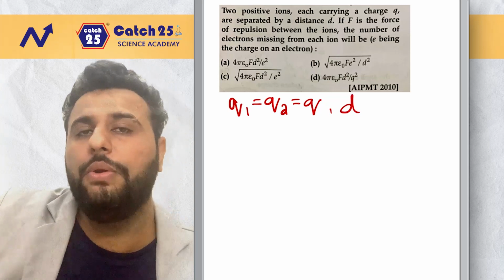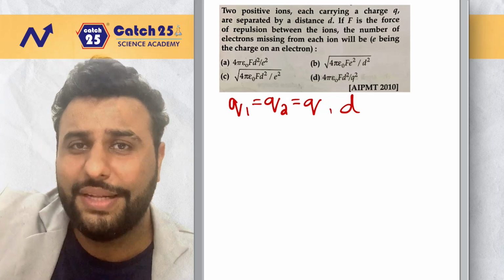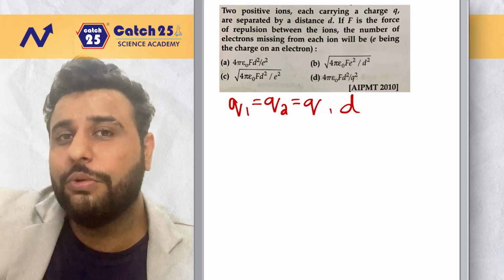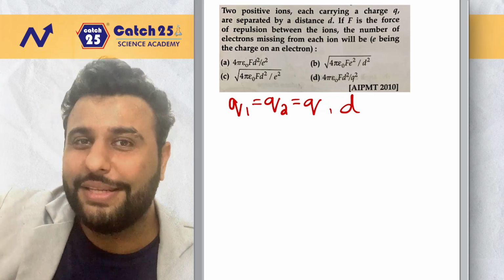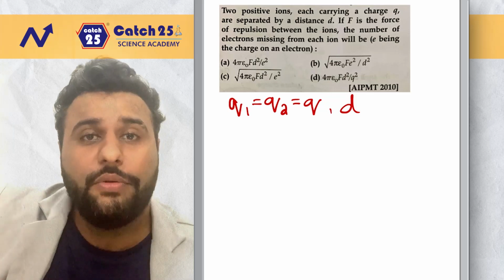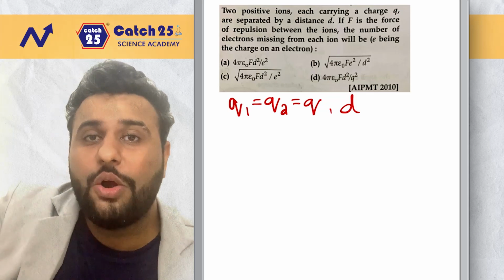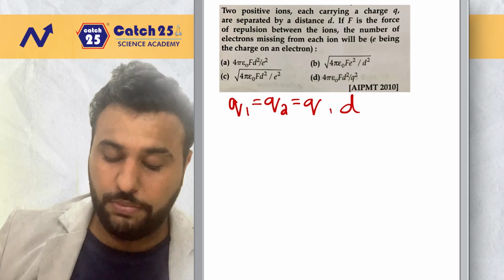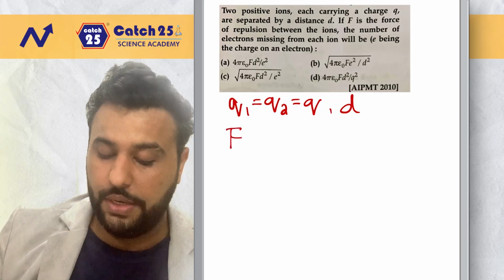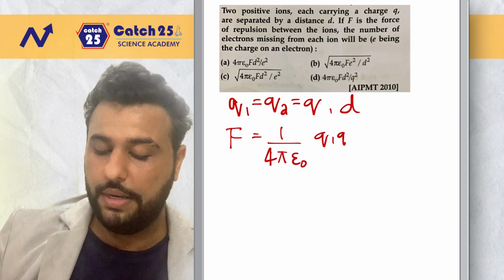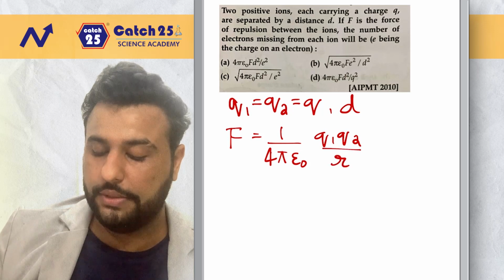Now, in the exam, when you look at this question, you know that two charges are there, distance is there. Which formula do you think should come? The most basic formula for electrostatics is Coulomb's law. And let me write Coulomb's law on the screen for you. Coulomb's law will be F equal to 1 by 4 pi epsilon naught Q1 Q2 upon R square.